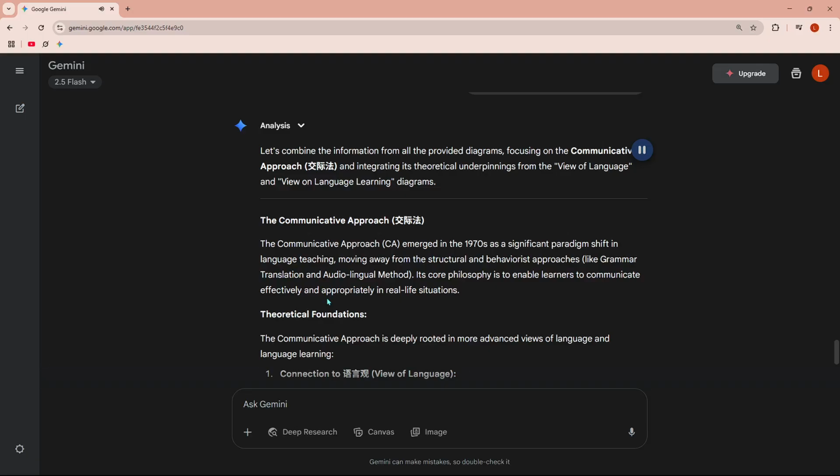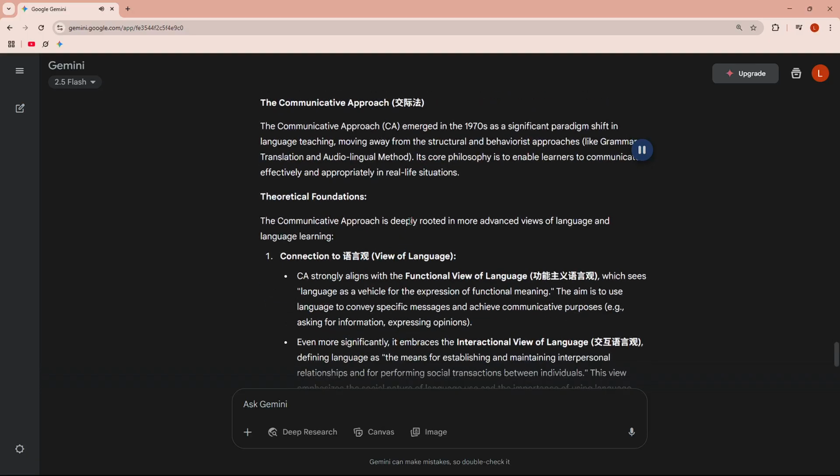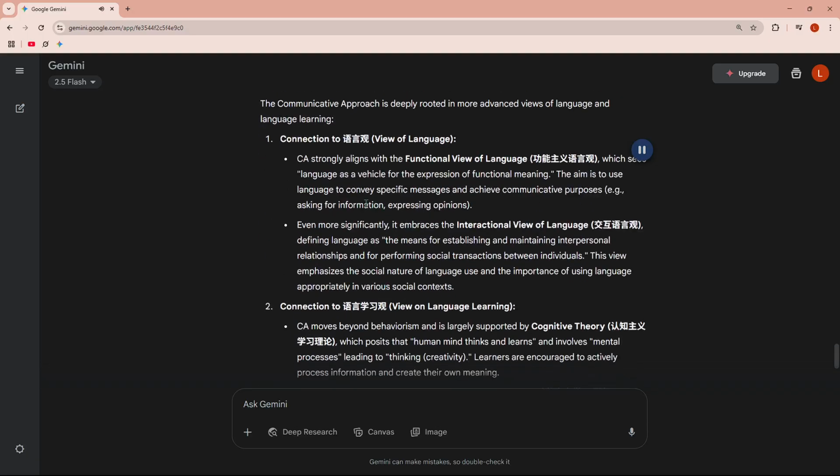Theoretical foundations. The communicative approach is deeply rooted in more advanced views of language and language learning. 1. Connection to Yu Yan Guan, view of language. CA strongly aligns with the functional view of language, Gongnen Zhu Yi Yu Yan Guan, which sees language as a vehicle for the expression of functional meaning. The aim is to use language to convey specific messages and achieve communicative purposes, e.g., asking for information, expressing opinions.